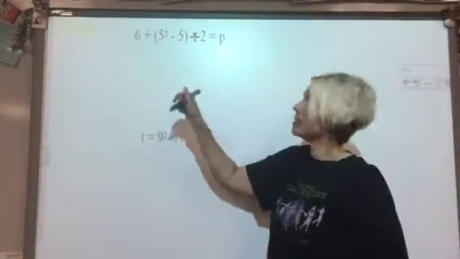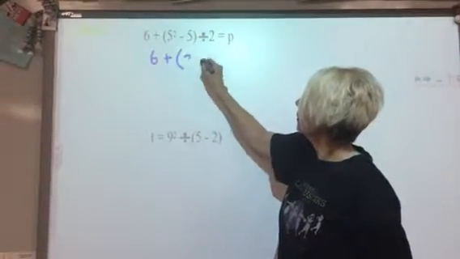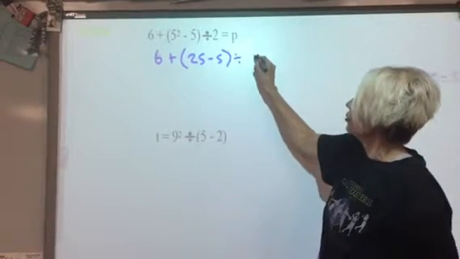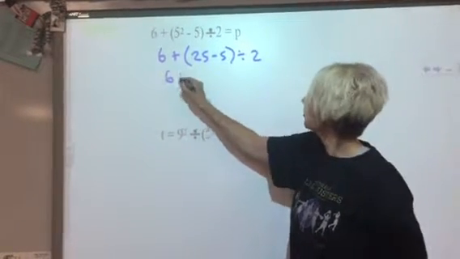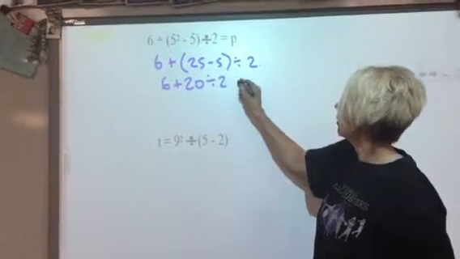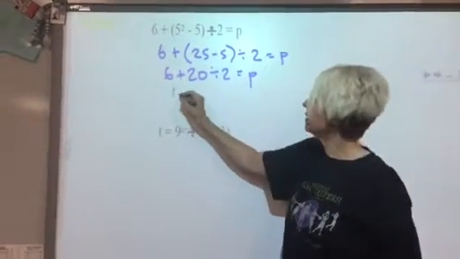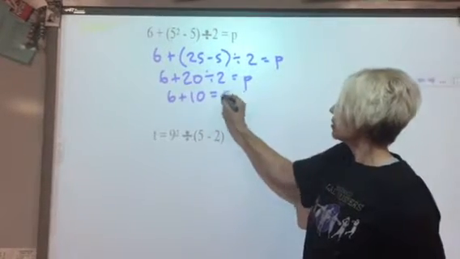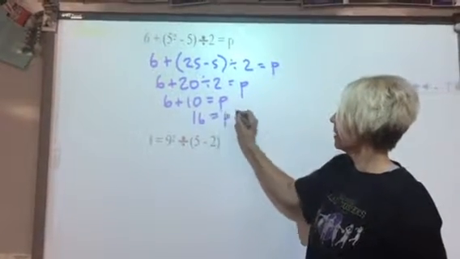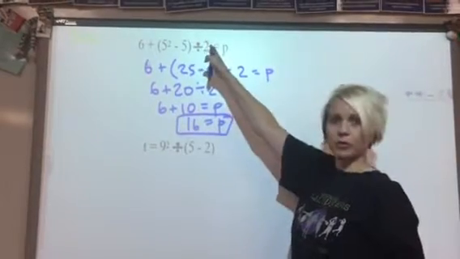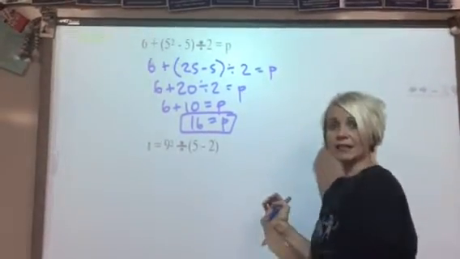I start by doing exponents first. Then I do parentheses next. These are both equal to p still. And then I have to divide before I add. So 6 plus 10 is 16. So now we've solved for that variable p. You will do the same on this example in your notes.